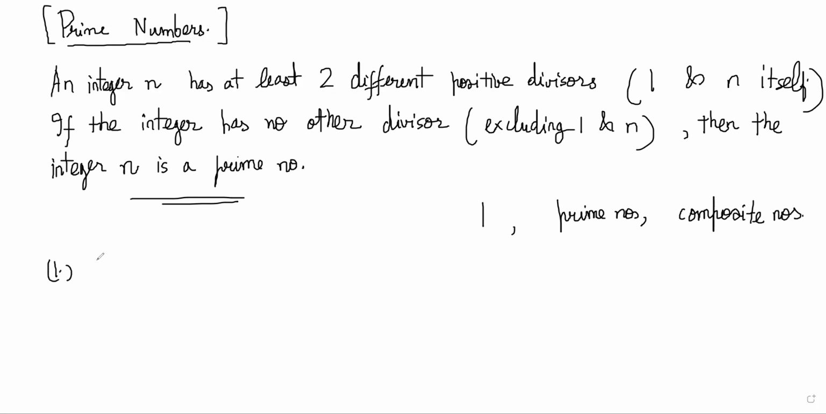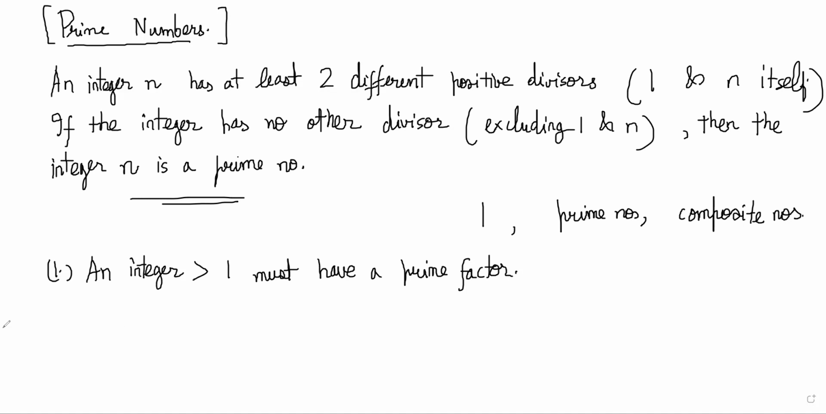The first property is: an integer greater than 1 must have a prime factor. Now, this actually gives us a good number theoretic criterion to prove that an integer is equal to 1.